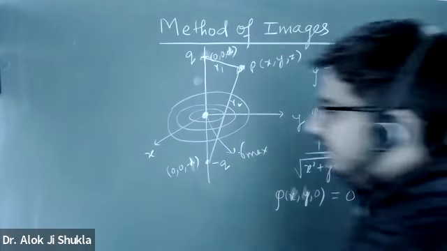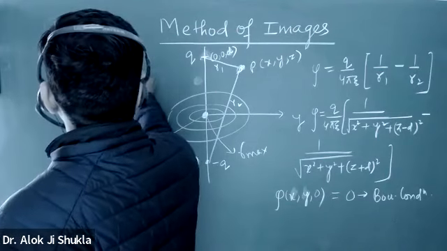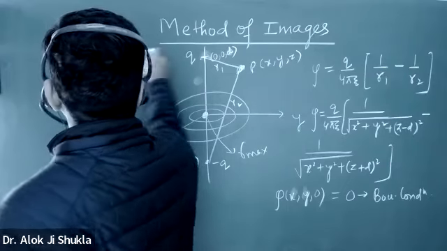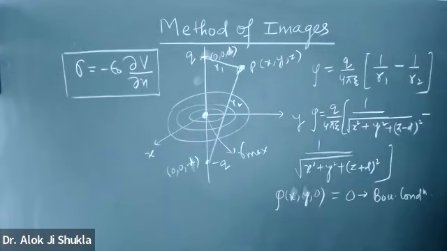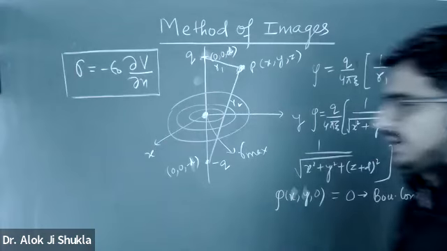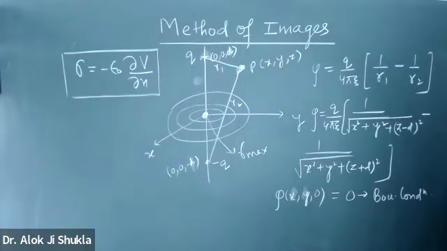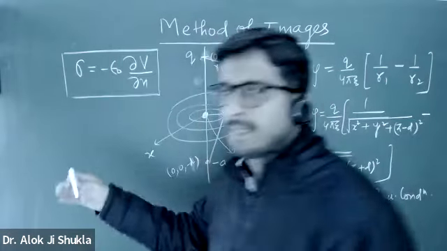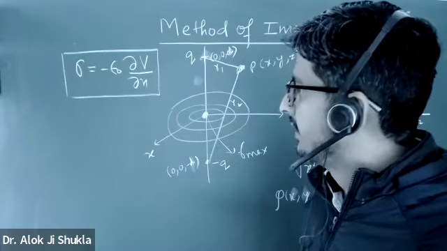And if you want to calculate the charge density, it is given by sigma is equal to minus epsilon naught del V by del N. I mean del phi by del N, whatever you want to write. V is potential, okay? So get ready for using V and phi, both as potential. This is a very nice formula, which comes from the boundary conditions of the electric field.